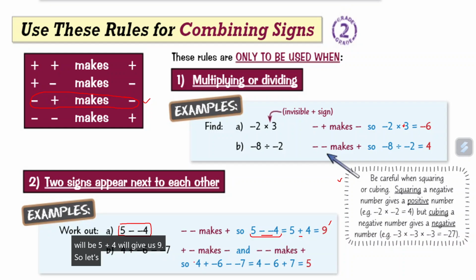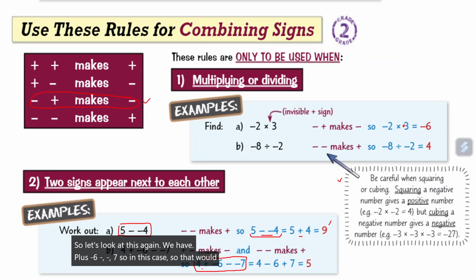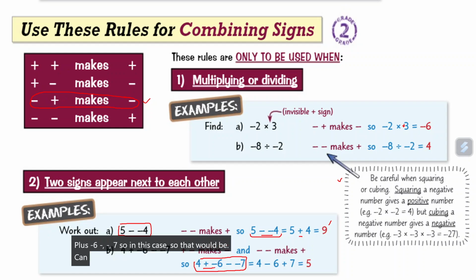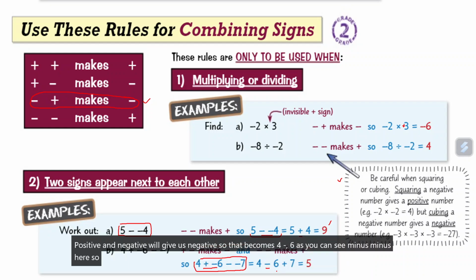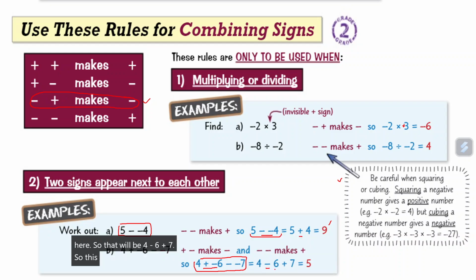So let's look at this again. We have 4 plus minus 6 minus 7. In this case, you can see this positive and negative will give us negative. So that becomes 4 minus 6, as we can see, minus here. So that will be 4 minus 6 plus 7. So this becomes 4 minus 6, which is the same thing as minus 2. Minus 2 plus 7 will give us 5.